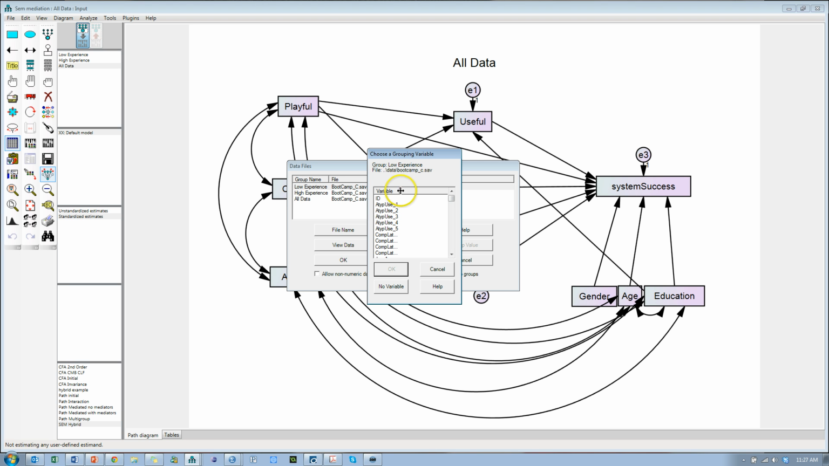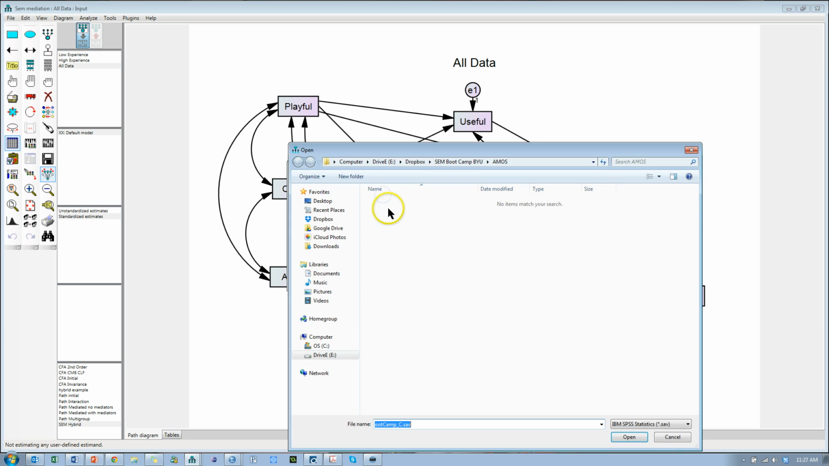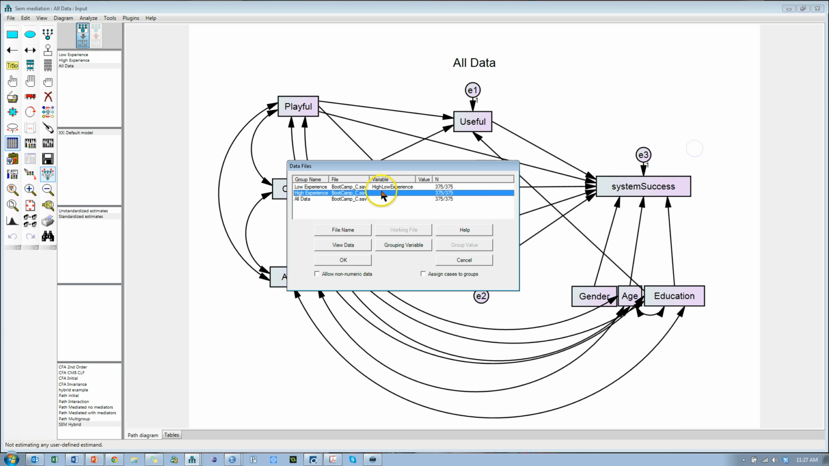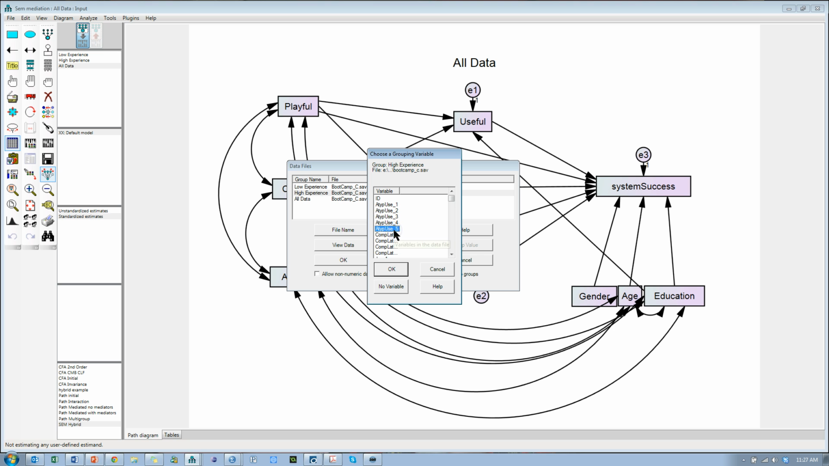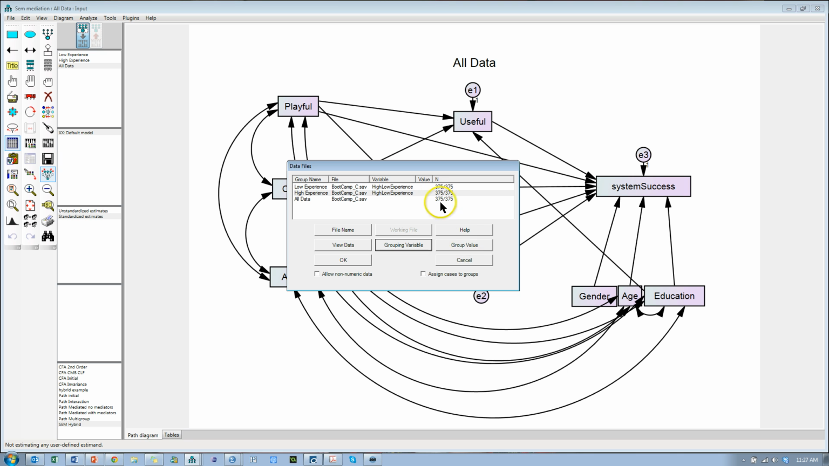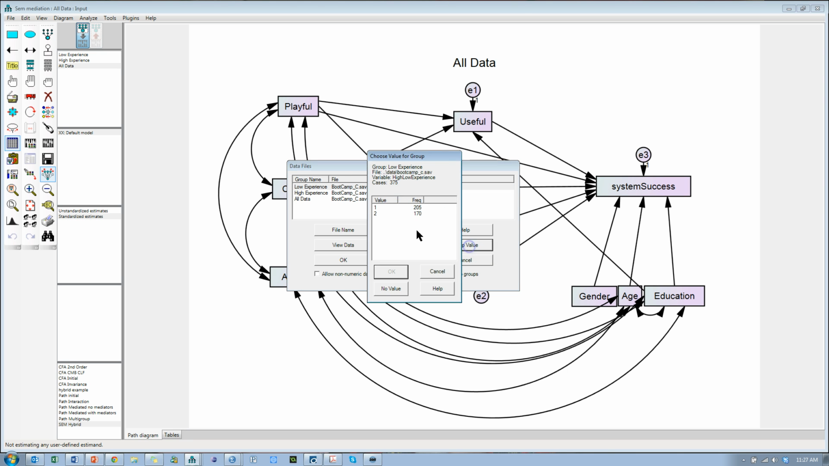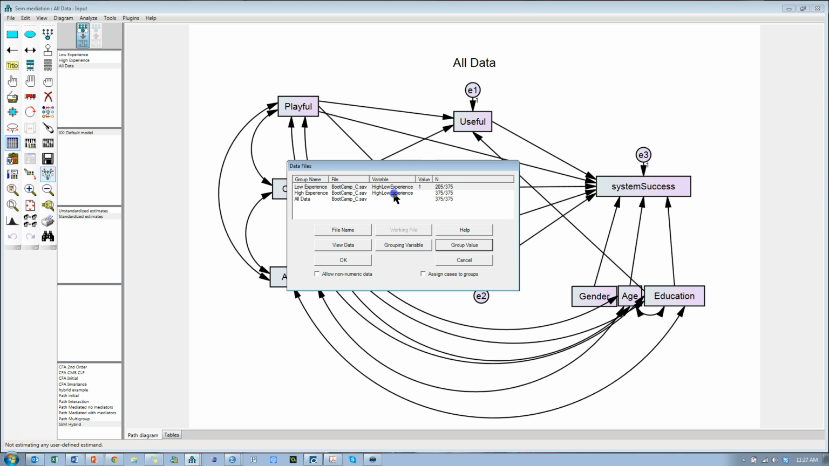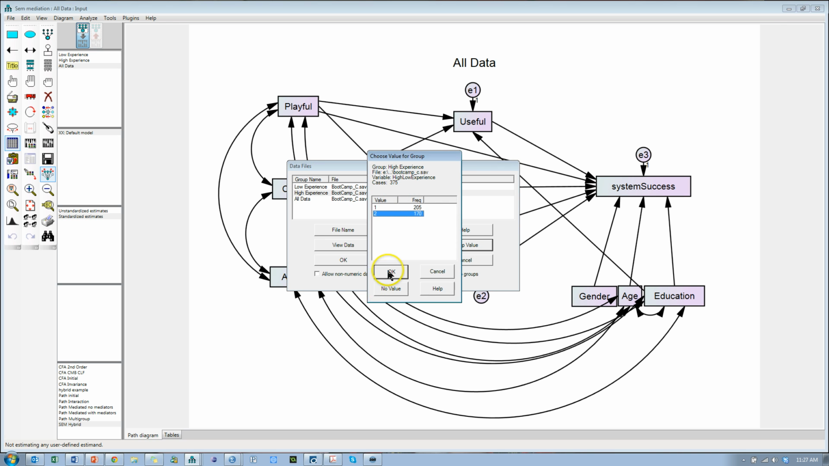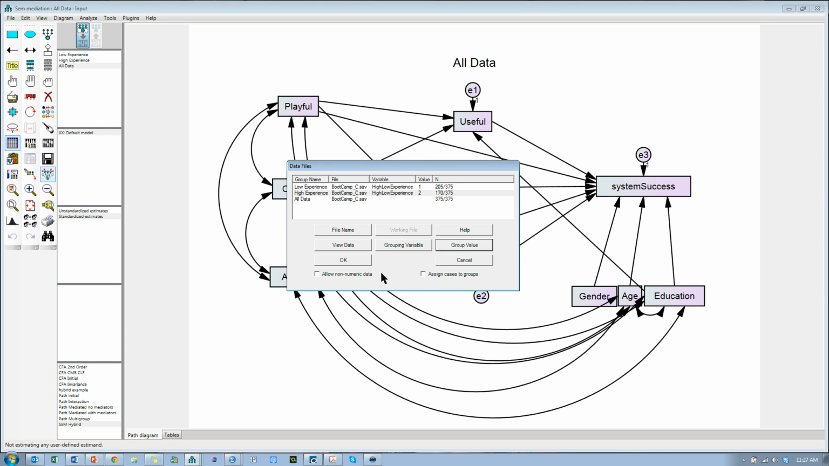What do we call that anyway? It's just at the end here. Ah, here it is. High-low experience. That's the one we're using, high-low experience. Same here. Grouping variable, high-low experience. And grouping value for the low is 1 for me. High is 2. And get that set up.